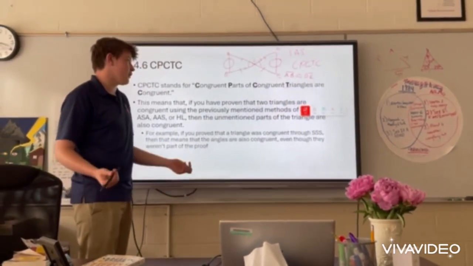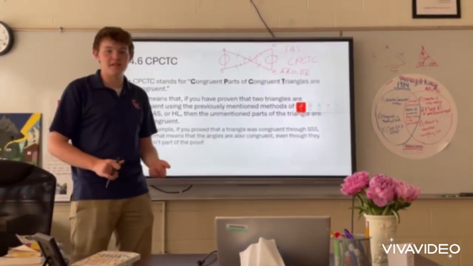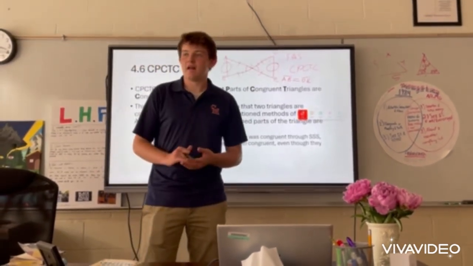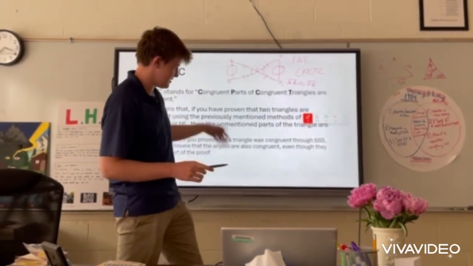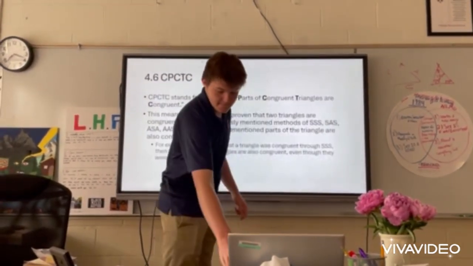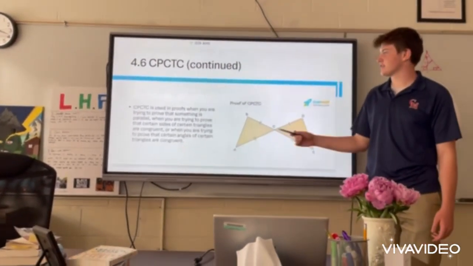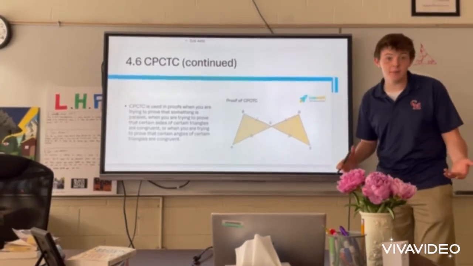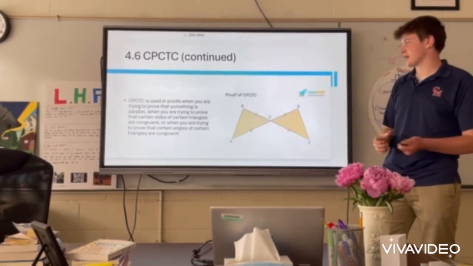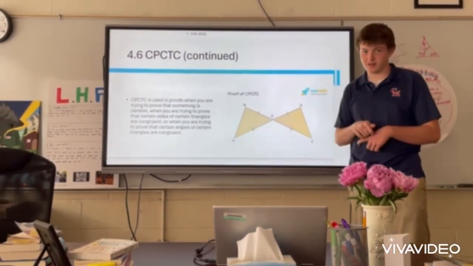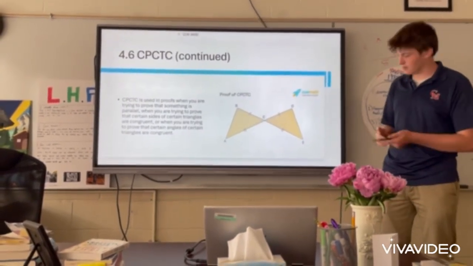And it works for other proofs as well, like SSS, which I've mentioned here. And this just means that triangles, even if parts of them aren't mentioned, are also congruent because of CPCTC. So, like I said, this is used in proofs when you are trying to prove that something is parallel, maybe, which is different from what I mentioned before. Or when you're trying to prove that certain sides of those triangles are congruent, which I did mention before. Or what I didn't mention was certain angles.